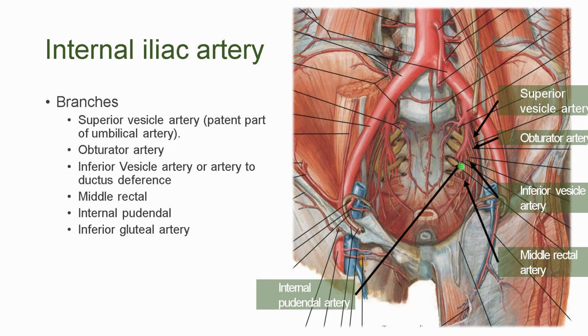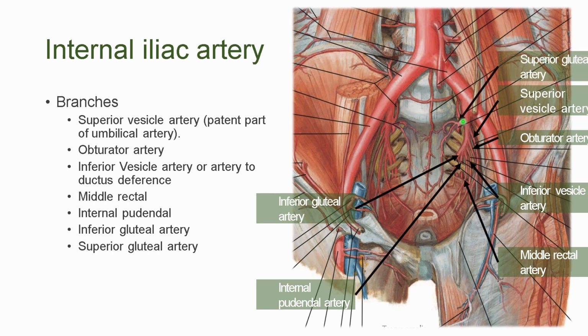The next branch is the inferior gluteal artery, which supplies the inferior part of the gluteal region. Here is the last branch of the anterior part of the internal iliac artery. This is the anterior part, and the last branch is known as the inferior gluteal artery. Let's look at the posterior branch of the internal iliac artery. It is a posterior branch. Here you can see this, and this is a posterior branch of the internal iliac artery.